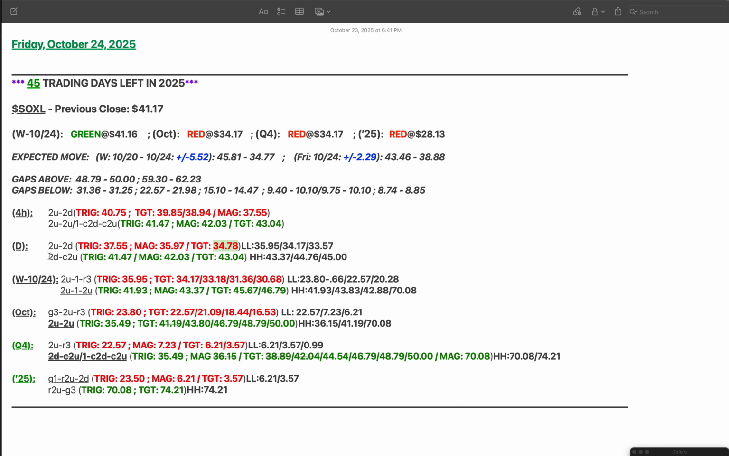That's the downside. To the upside, if price goes above 41.47, that triggers a 2 down, combo 2 up. That 41.47 trigger has a magnitude of 42.03. That's again that magnitude of that sloppy one combo 2 down, combo 2 up on the 4-hour chart, and then the extended target of 43.04, which is that extended target for the 4-hour as well. I don't know that we would go too much higher.